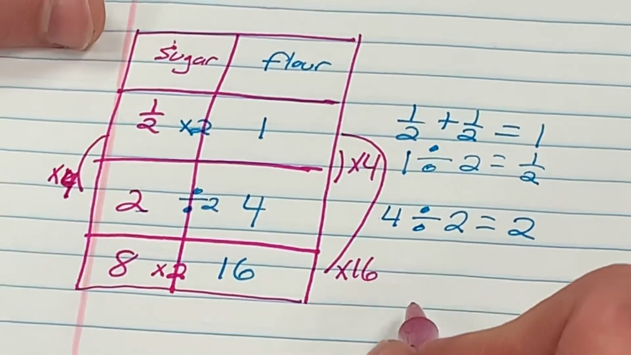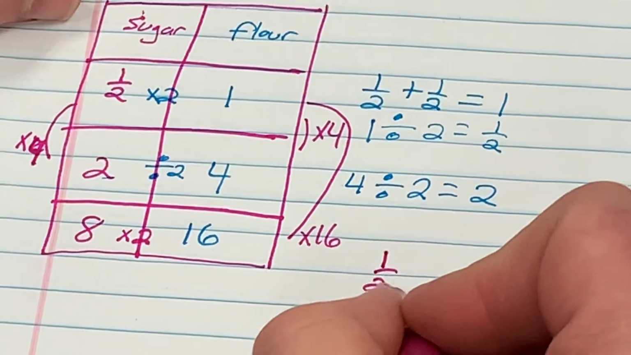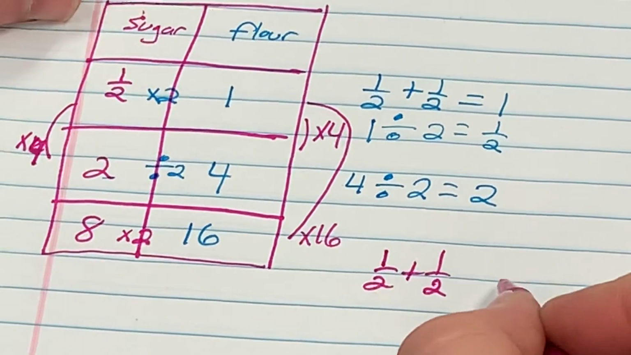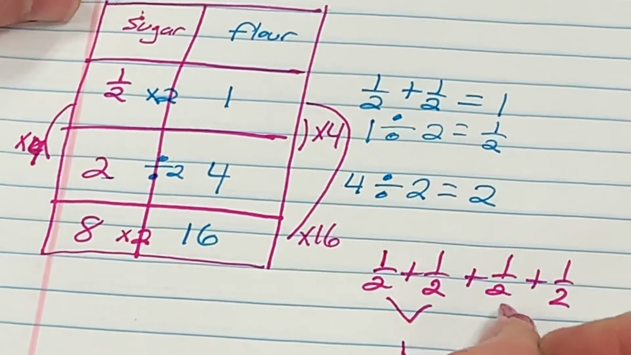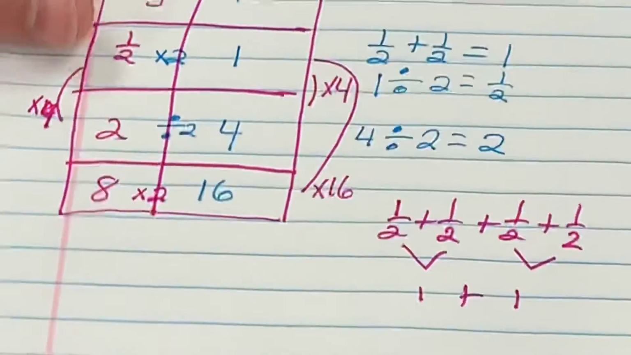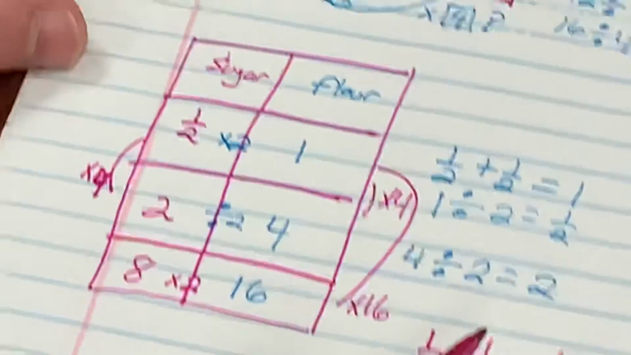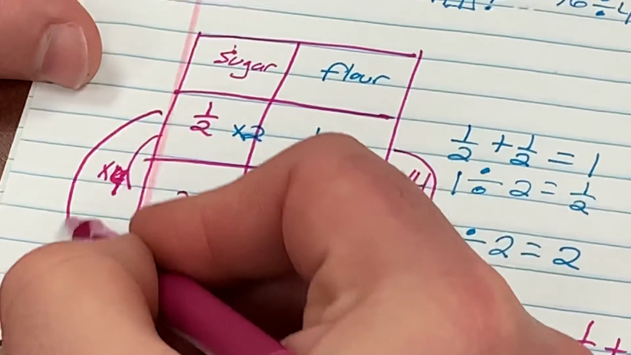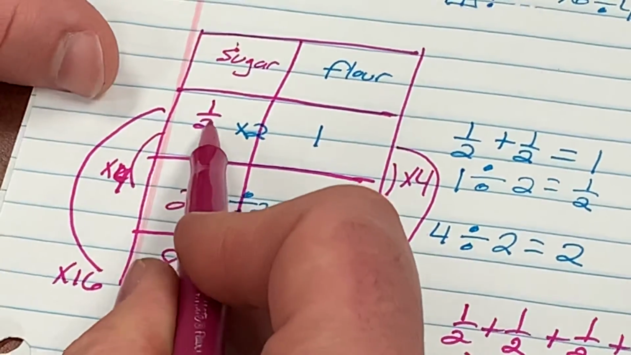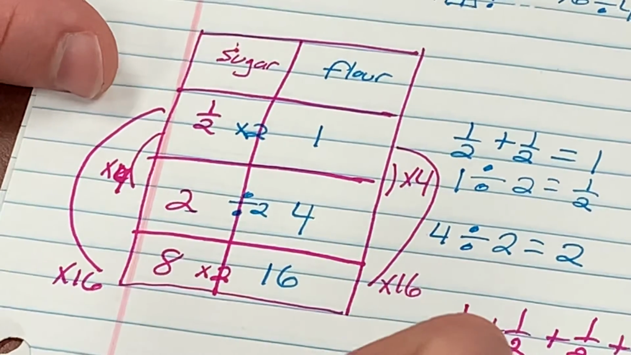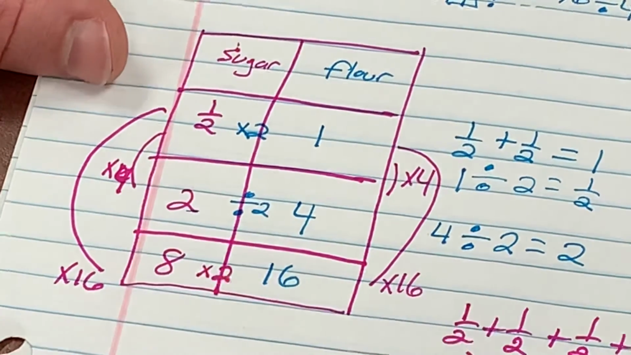And we can see that if we use repeated addition to replicate the multiplication, 1/2 plus 1/2 plus 1/2 plus 1/2. Well, this is 1 and this is 1. And 1 plus 1 is 2. And that's how we came up with that. Last but not least, this one is 16 times larger. So we would either have to multiply 1/2 times 16 to get 8, or we would have to add 1/2 16 times to get us to 8.